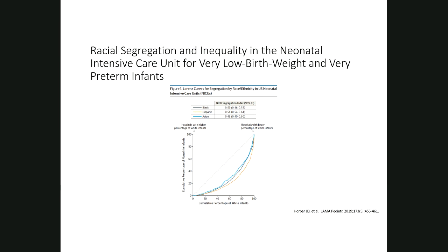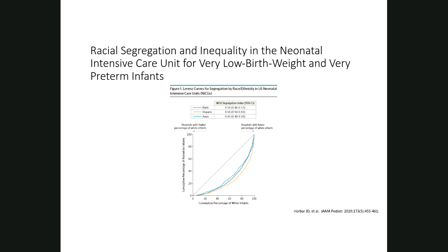This studied 743 NICUs and included almost 118,000 Black, Hispanic, and white infants born between 400 and 1,500 grams and 22 to 29 weeks gestation. They plotted this and created something called a Lorenz curve. I'd have to have a statistician explain it in depth to you, but here's the bottom line.